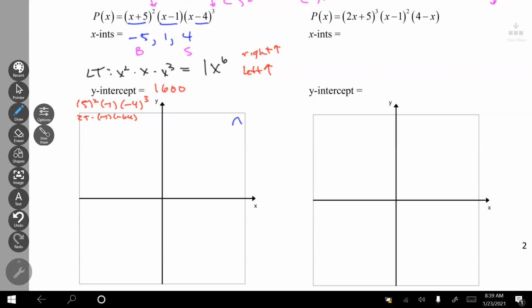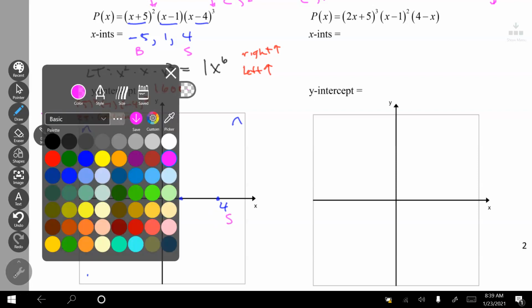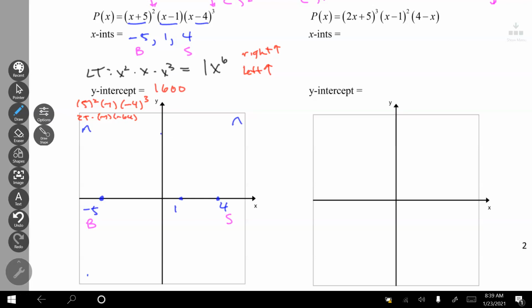Right side goes up, left side goes also up, according to what we said. X-intercepts are at -5, 1, and then 4. But we did say there were some special things going on here. This at -5 is going to be a bounce. It's not going to go through the x-axis, it's going to bounce. And the one at 4 is going to go through like a snake. And then finally, our y-intercept is 1600. You can put 1600 anywhere you want on the y-axis.